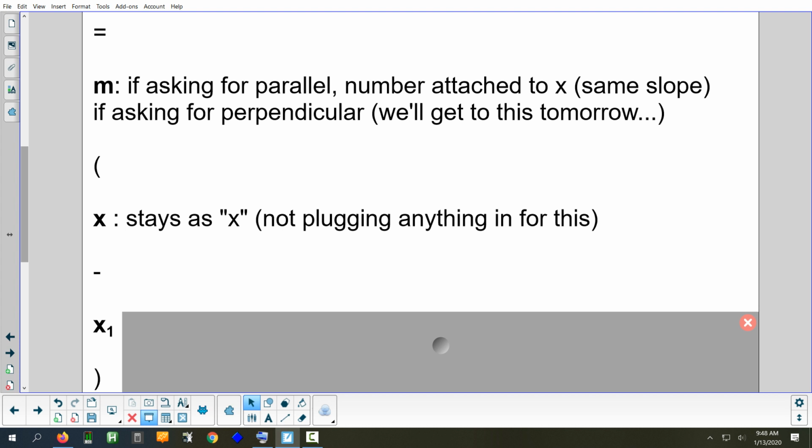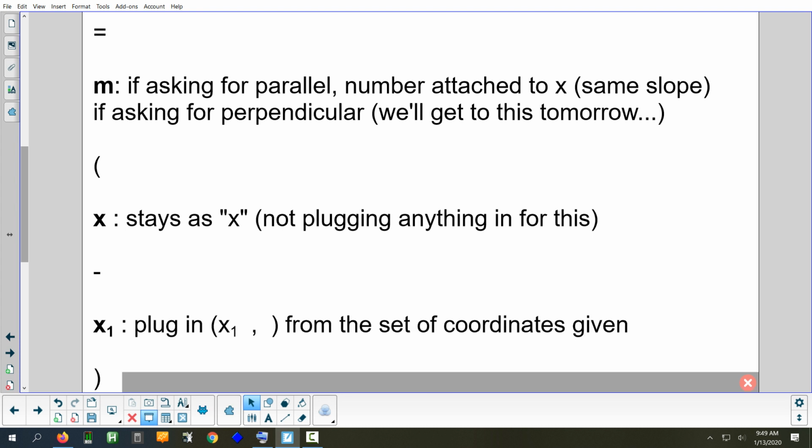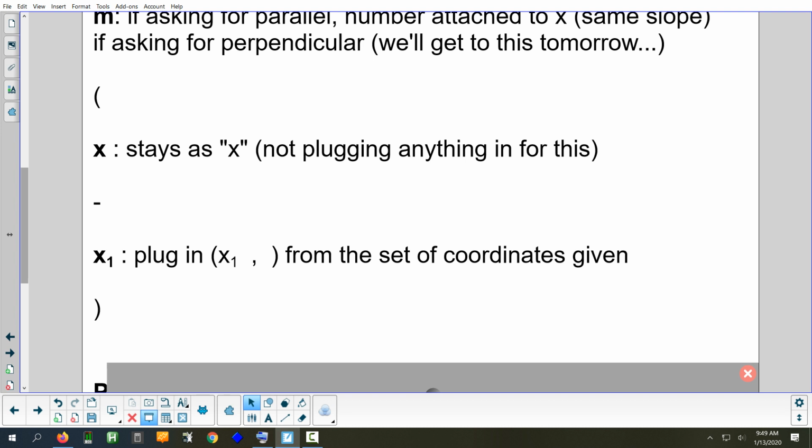And Leilani, how about x1? Is that something that stays the same, or do we have to plug in? Yep, we got to plug in. So this time, you go back to your coordinate, plug in the number before the comma. Okay, so we use the number before the comma, the number after the comma, and we use the slope. Those are the 3 things that you need. And the last thing is your parenthesis, and there's nothing to write for that. That just ends your equation.